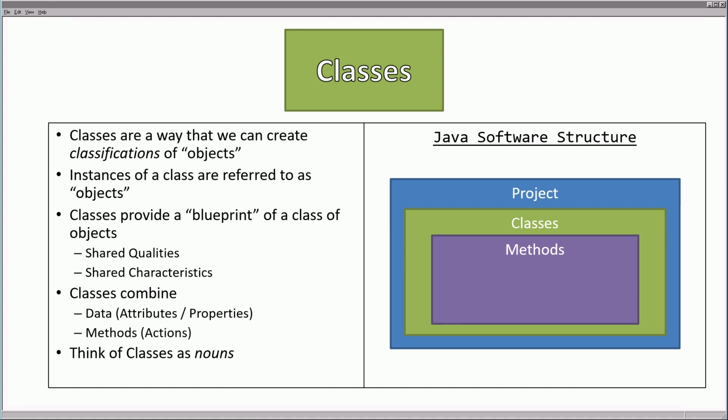In programming, classes combine data, which is referred to as attributes or properties, along with methods, which are the actions. In a previous lecture, we talked about how methods are verbs. Now, classes can be thought of as nouns. And remember, methods have to be grouped inside of classes. So, a class contains verbs. In other words, this noun contains the actions in which it can do.